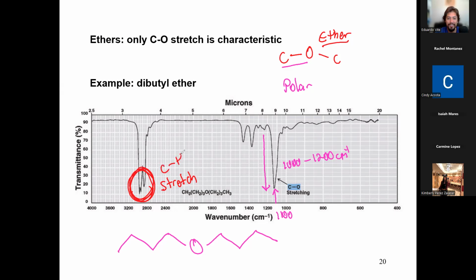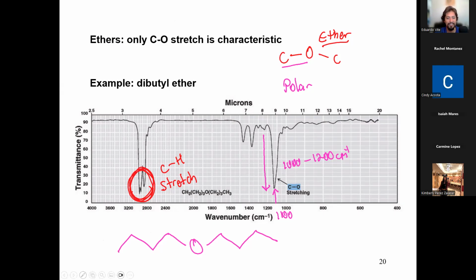You have to know these. These are everywhere. You're always going to see these signals. So in this case, they don't tell us anything. That's why we don't even bother pointing them out. But you gotta know them. When you see them, you gotta know, yeah, those are there. Cool. I don't need them right now. All right? In this case, you only need the CO single bond stretch.